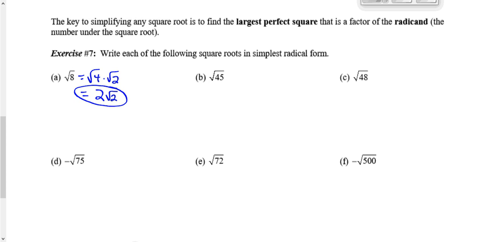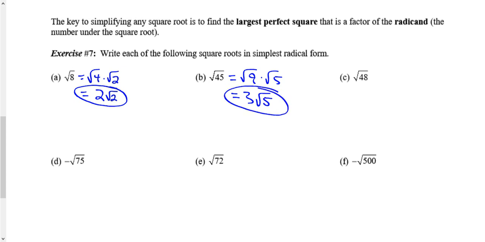Okay, what's the answer to B in simplest radical form? 3 times square root of 5. Because you split this up into what? Square root of 9 times square root of 5. I like to lead with the perfect square first. Times square root of 5, and then that's 3 square root of 5, right?